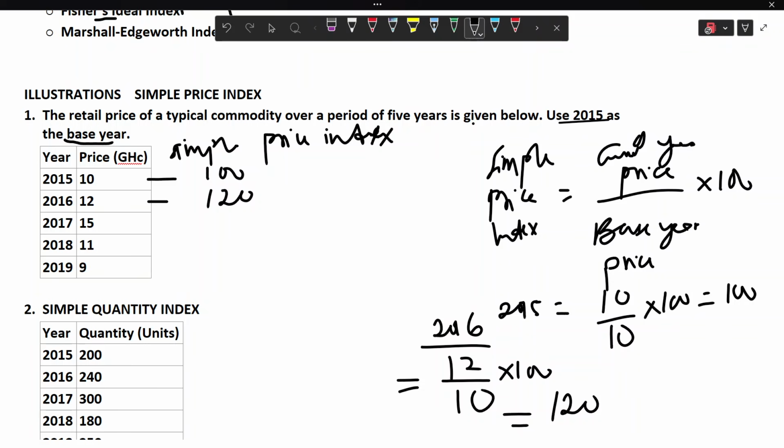Then for 2017, we have a current price of 15 divided by the base year price, which is 10, times 100, also giving us a value of 150.